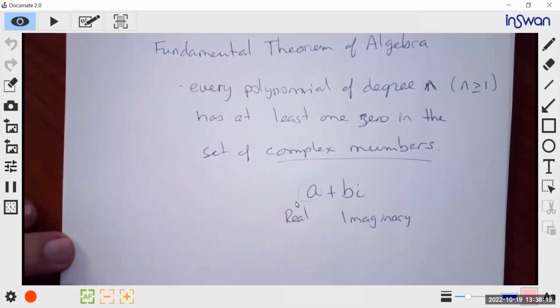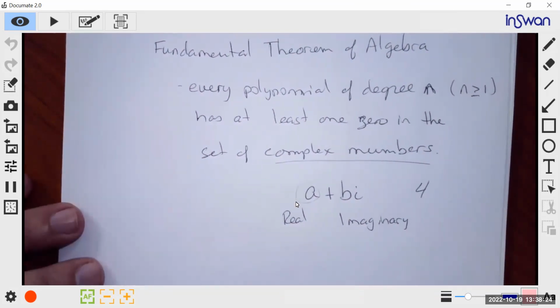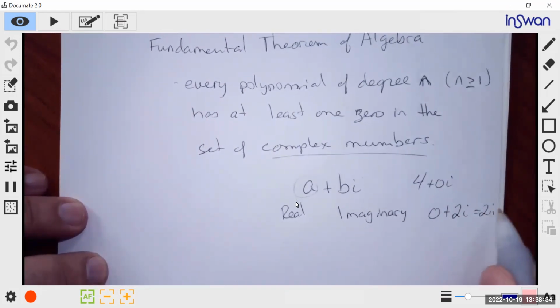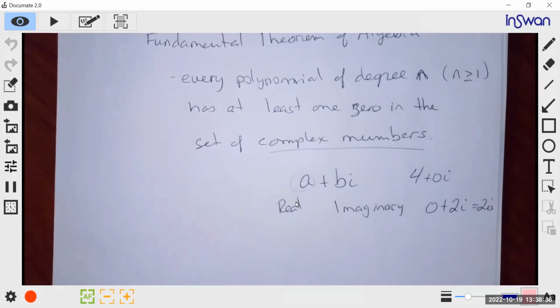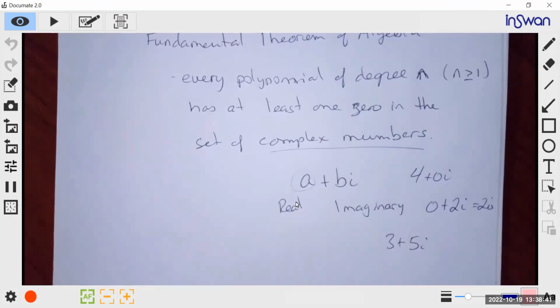So remember examples of these: 4 is a complex number. It's actually 4 plus 0i. 0 plus 2i is just 2i. That's a complex number. Or you can have 3 plus 5i. So any number can be written as a complex number. So you'll have at least one answer in every polynomial of degree greater than 1.